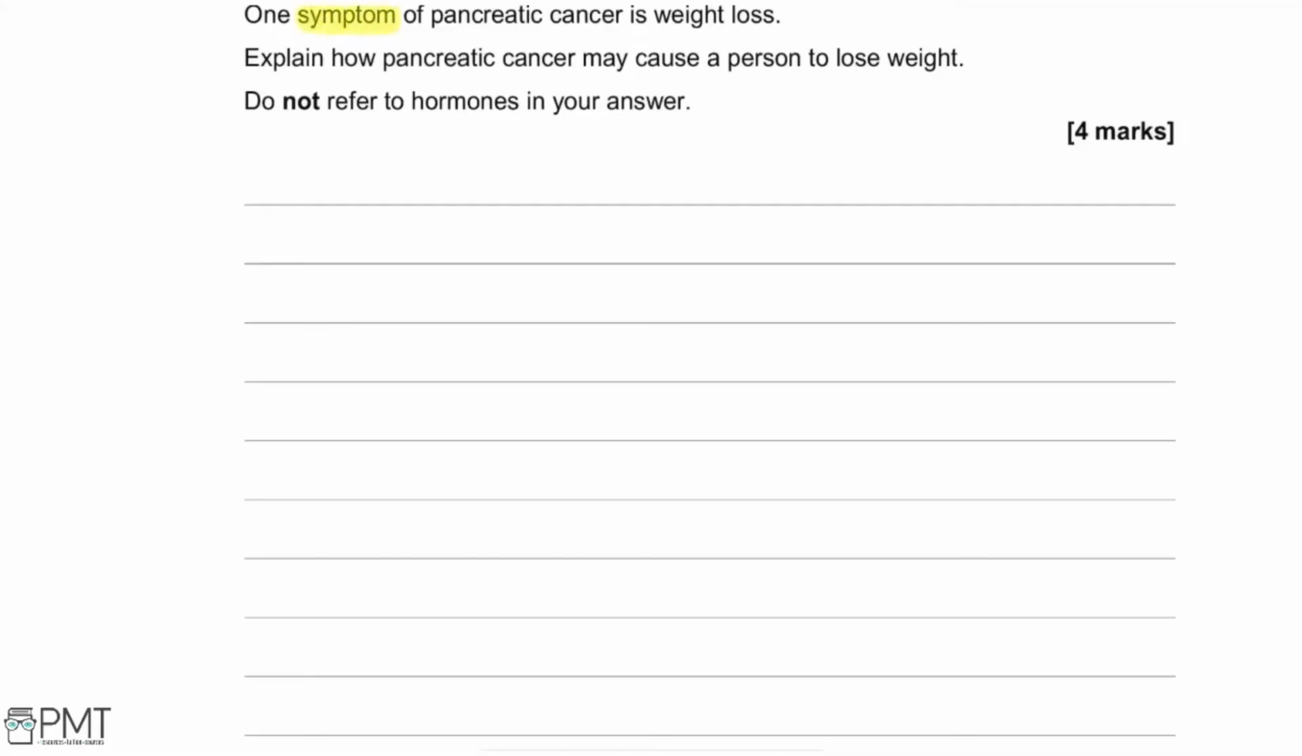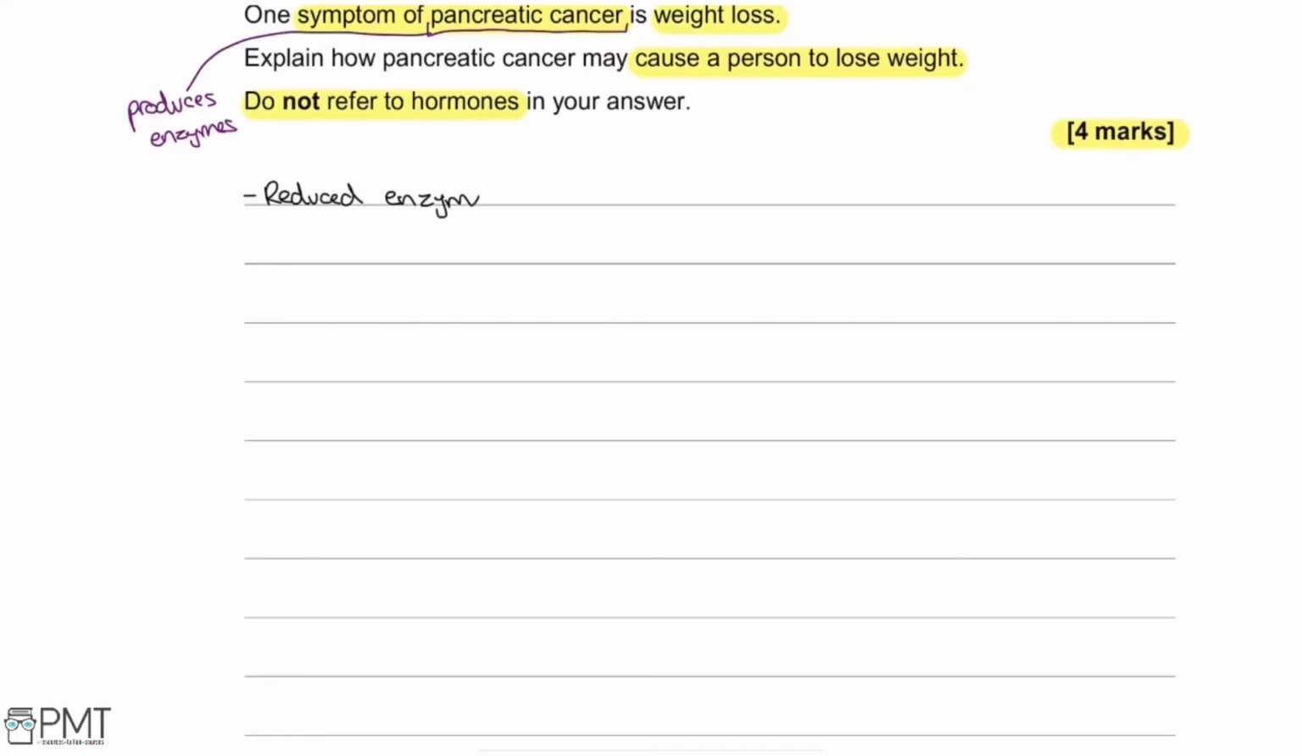One symptom of pancreatic cancer is weight loss. Explain how pancreatic cancer may cause a person to lose weight. Do not refer to hormones in your answer. And this question is worth 4 marks. So let's just remember the significance of the pancreas. So here we're producing a lot of enzymes.